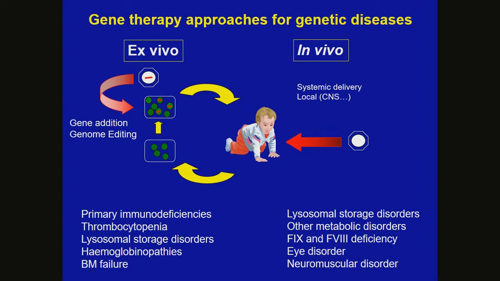There are advantages and disadvantages of the two strategies. The in vivo approach, for example, has more risk of immunogenicity because you're injecting a modified virus which has an envelope and some protein, so you will immediately cause an immune response, which can be controlled through immune suppression, steroids. So there are ways of overcoming this, but it can be a problem.